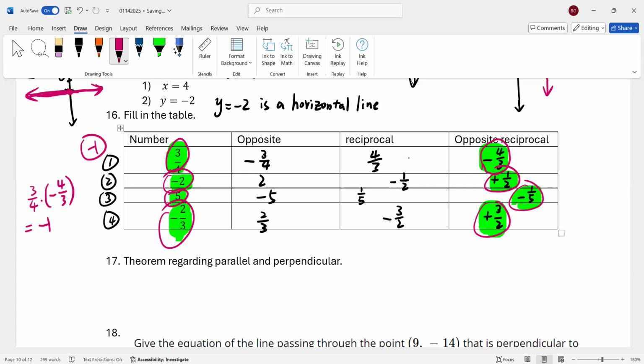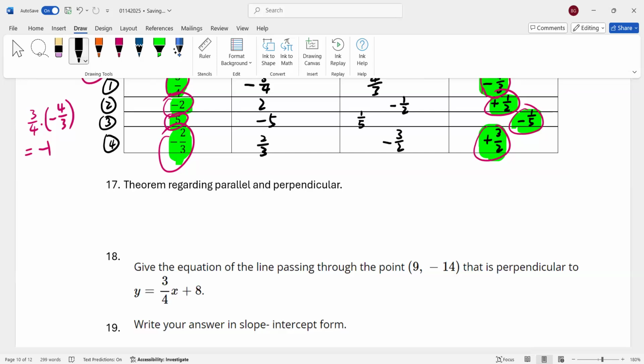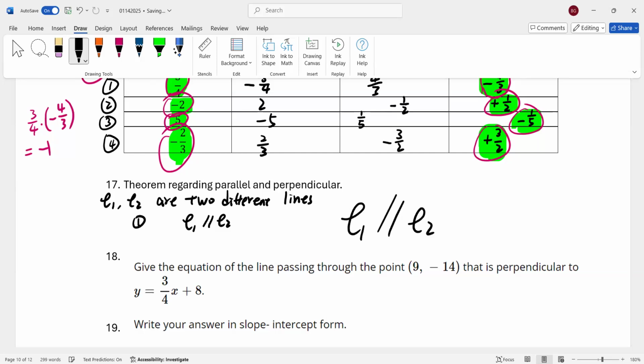Why are we learning the opposite reciprocal? Because we need it when we study two straight lines that are perpendicular. You might remember parallel and perpendicular, right? Okay, let me give you the theorem. We have two straight lines, L1 and L2. I'm using notation here. L1, L2 are two different straight lines. If L1 is parallel with L2, that's the notation for parallel, the two lines are parallel.